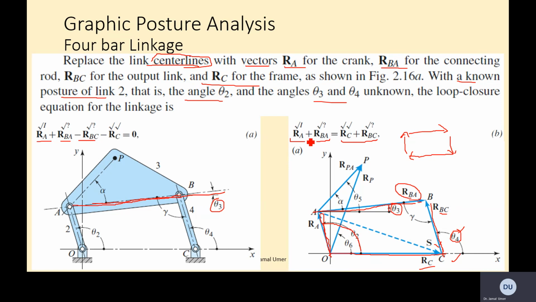So what is unknown in this one? RA is the input, that's why it's written as I. We know its direction and magnitude, so this is well defined. RBA, because of angle theta 3, is unknown in direction, but we know the magnitude, the length. RC, which is the frame, is fully defined in length and vector. RBC, same way with angle theta 4: we know its length, but we don't know its direction. So theta 4 is unknown. That's the equation we will use now. We will try to solve this equation.